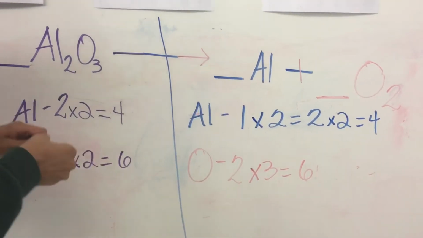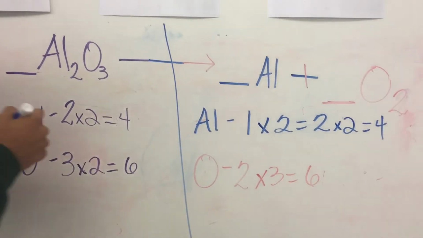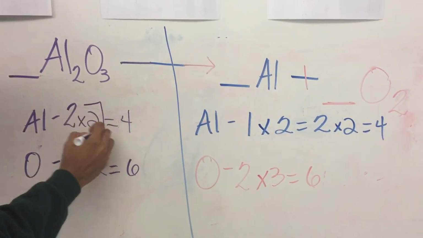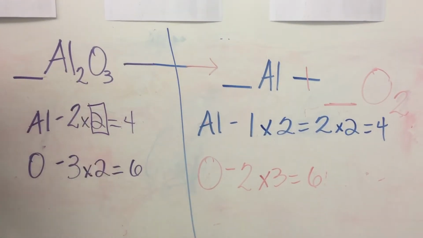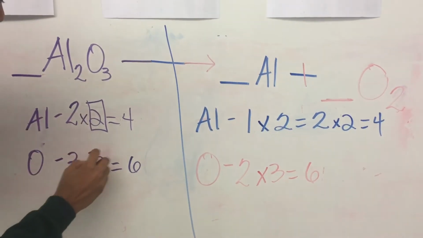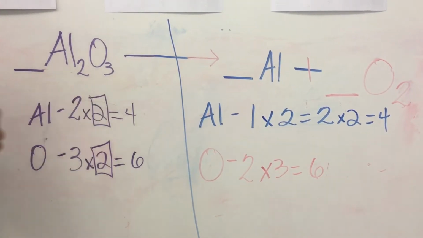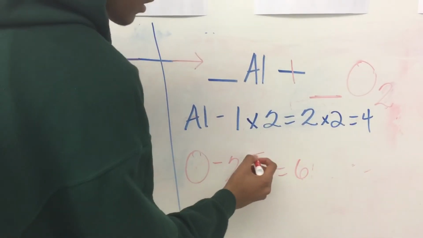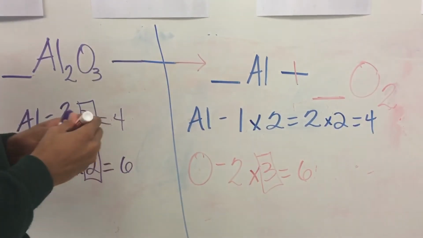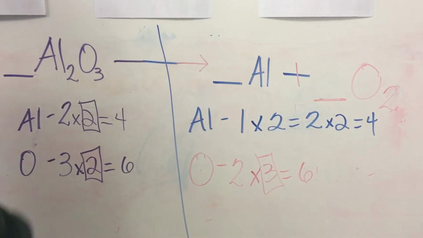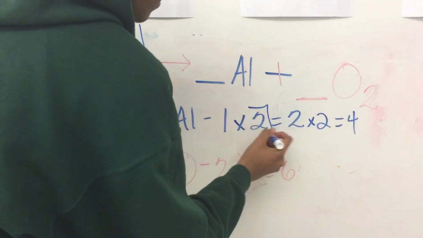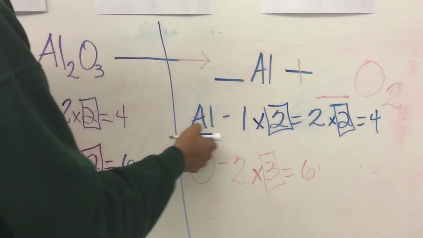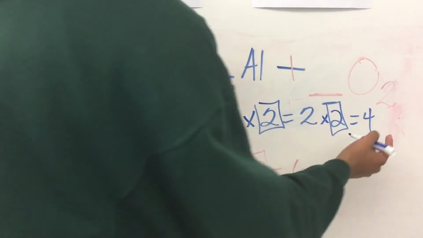So here, we would take the coefficient of 2, because that's what we multiply. The coefficient of 2, because they have to have the same coefficient if they're connected. Over here, we take the coefficient of 3, and then over here, we'll take the coefficient of 4, because we multiply aluminum twice, and 2 times 2 is equal to 4.